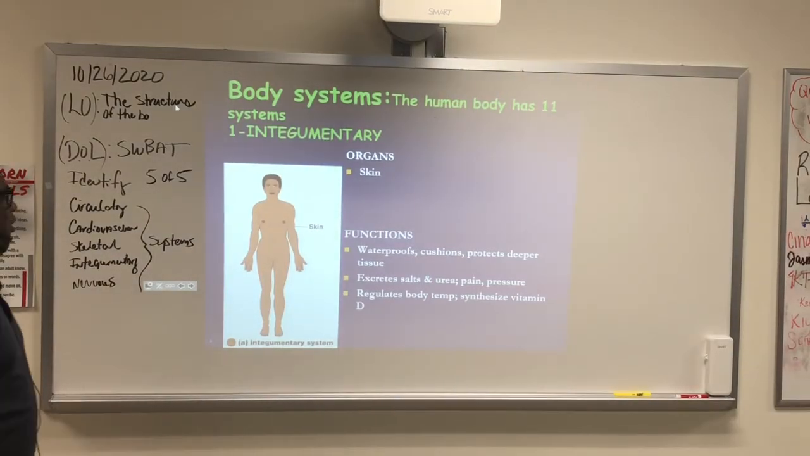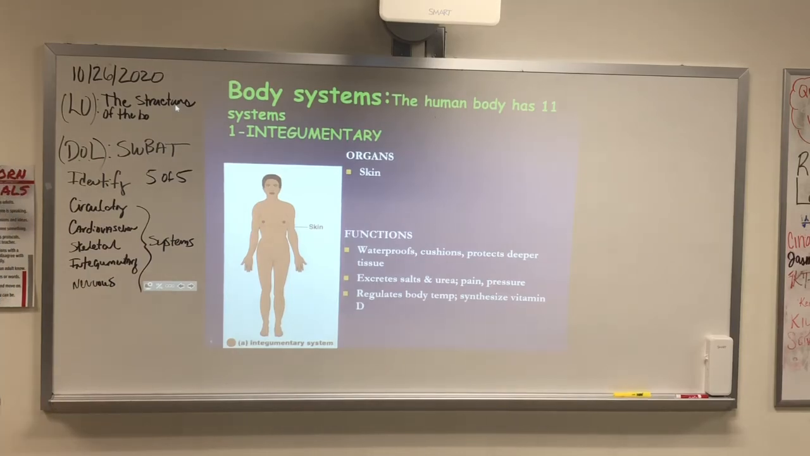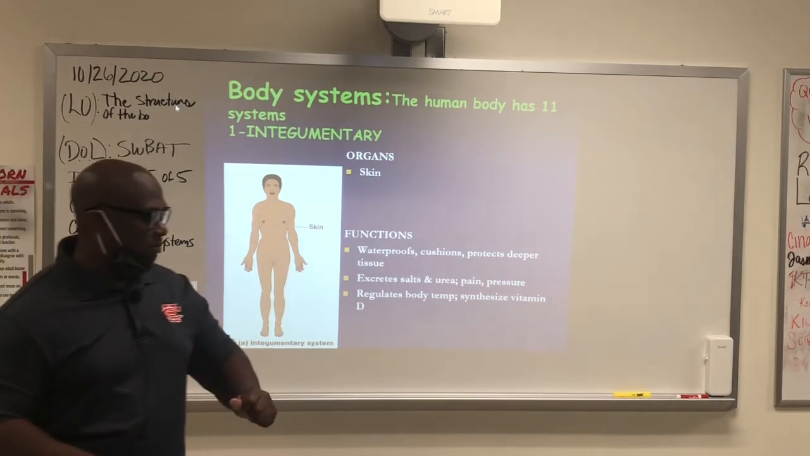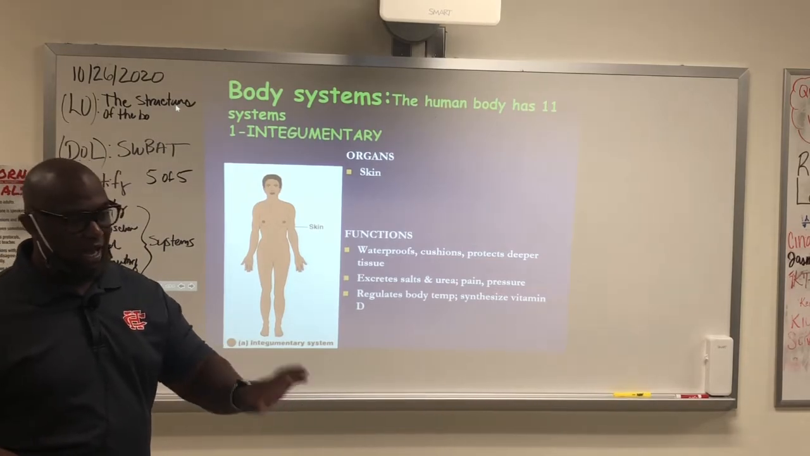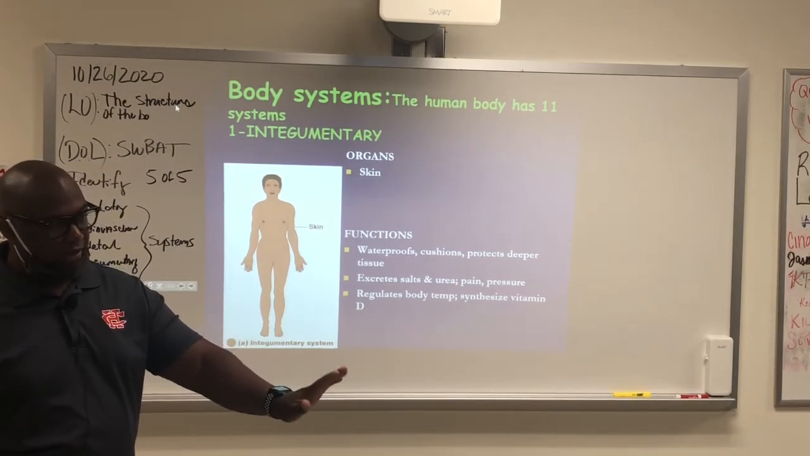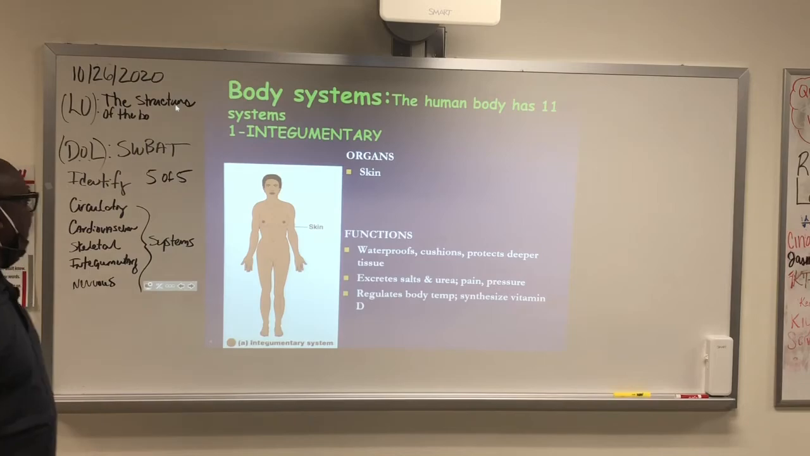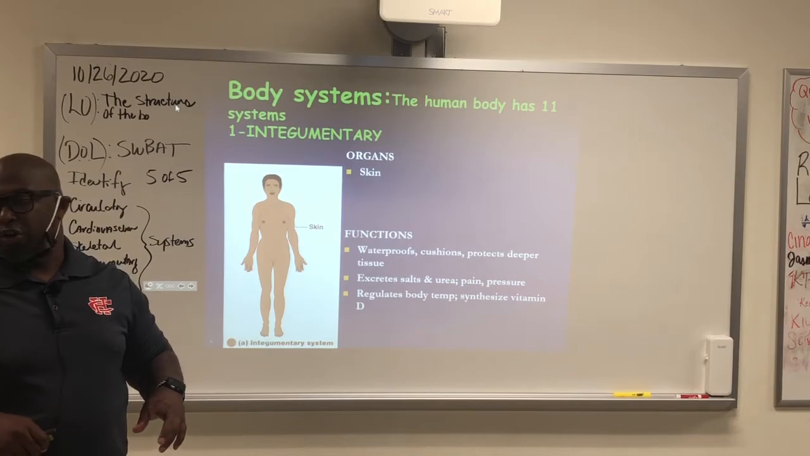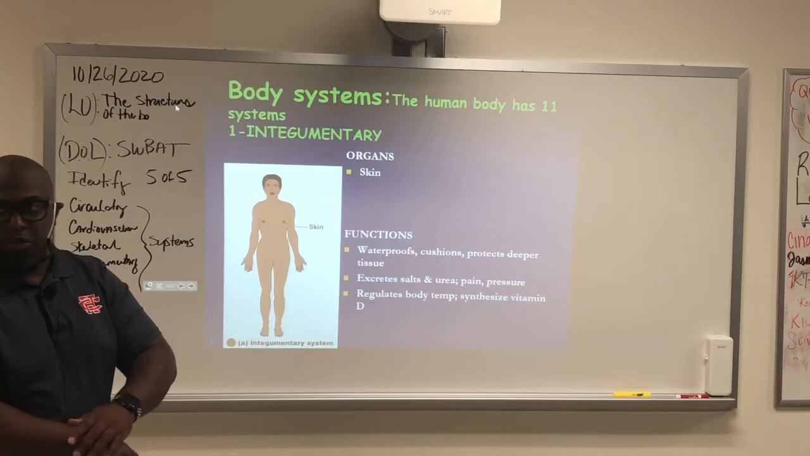All right, skin. It waterproofs, cushions, protects deeper tissues, excretes salts and urea, and senses pain and pressure. The reason it says pain is because you have pain receptors in your skin. That's how a child knows, when he gets ready to touch something that's hot, that it's hot without having to get very close, because of those sensory organs in his skin. That's how you can feel when a mosquito lands on your arm or your neck, unless you're just not paying attention.